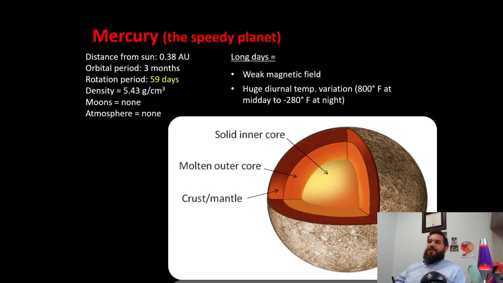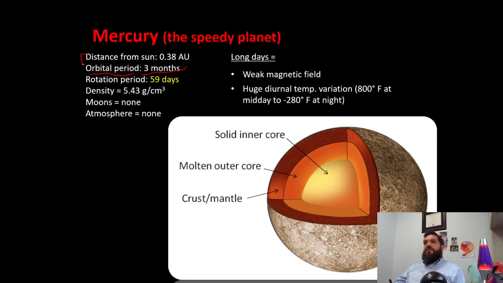Mercury is, again, the messenger god, so he's got to be quick on his feet. And Mercury also goes around the sun very quickly. Its orbital period is only 3 months long. So that means it only takes 3 of our months for Mercury to go around the sun.